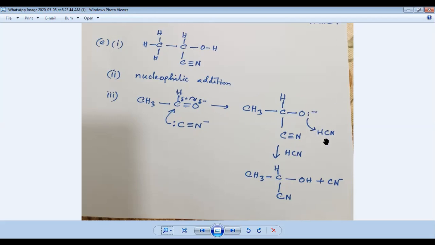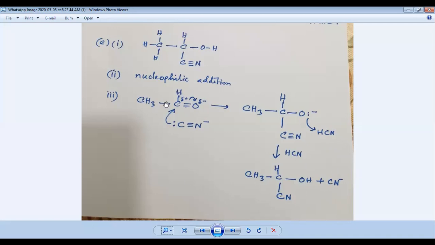Now it can attack a hydrogen cyanide. So from hydrogen cyanide, there will be H plus and CN minus. So H plus will be attached to oxygen, and hence we get OH. You can see cyanide remains as it is, hydrogen remains as it is, CH3 remains as it is. So this is the change. When the hydrogen ion is attached to oxygen, at that time, cyanide ion is formed. So cyanide is working as a catalyst.